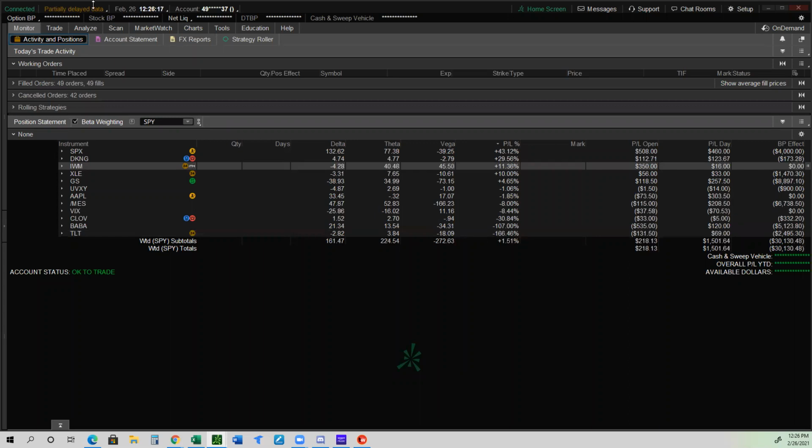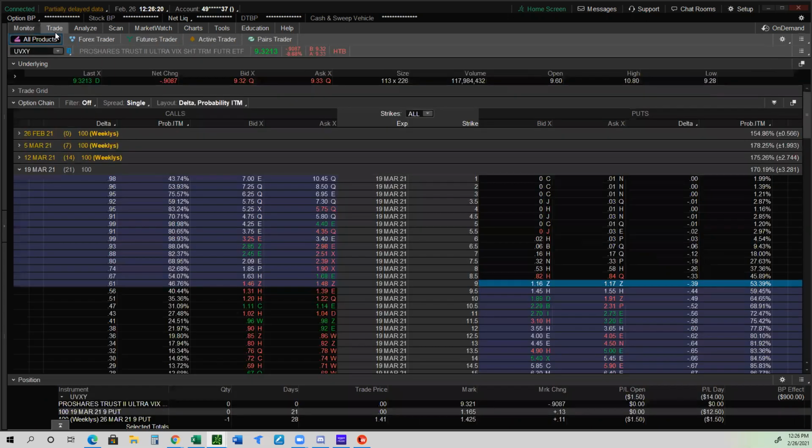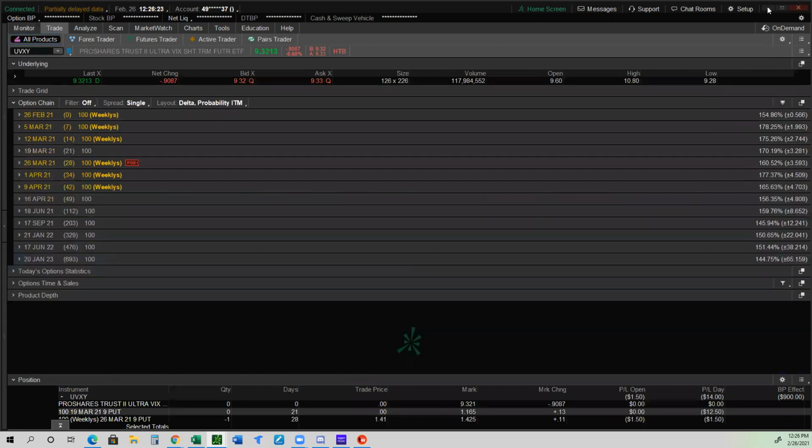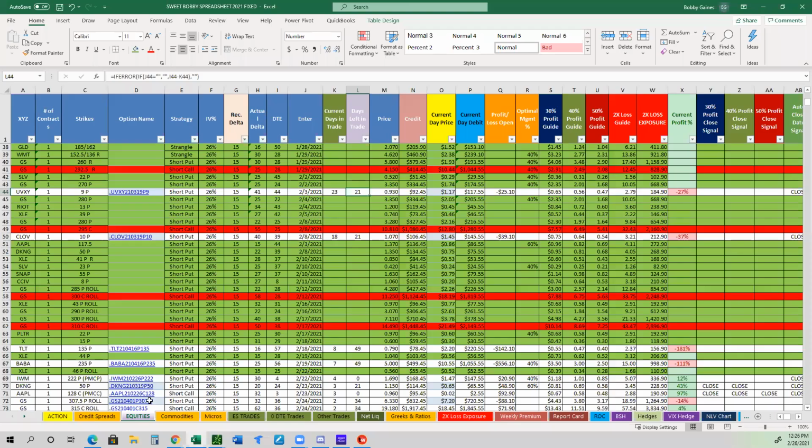All right, so we rolled our UVXY. Let's see how that looks on the spreadsheet. UVXY, there you are. So we go to orders, that field, and UVXY. Looks like we closed that one for $1.16. Look, it's $1.17 now. How do we do it? So $1.16 is what we closed it for. We do not need the option name anymore, right?